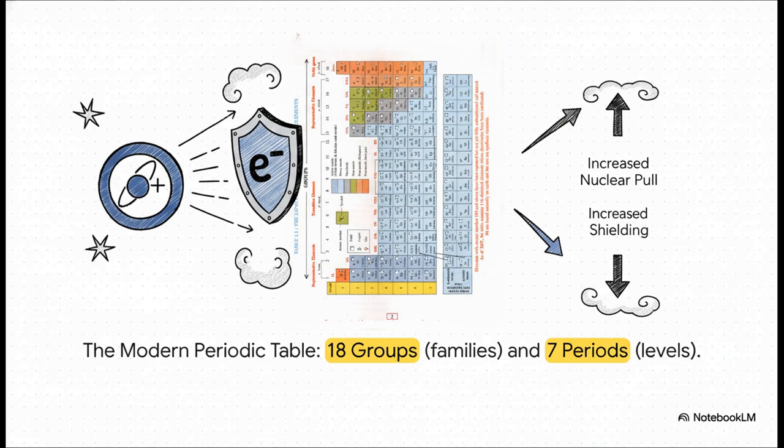The horizontal rows, the ones going side to side, are called periods. Think of these like the floors of a building. Each new period, each new floor down, means a new energy level, or what we call an electron shell, is being added to the atom.